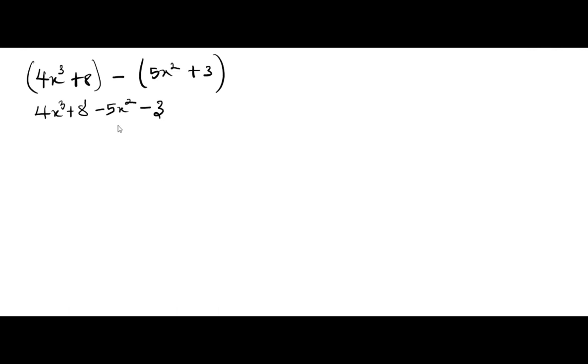So combine the like terms. Since there's only 4x cubed, I'll bring it down. You have 4x cubed, and there's only negative 5x squared, I'll bring it here. You have minus 5x squared, and I'll combine 8 minus 3 will give positive 5, plus 5. We have done a lot in addition and subtraction of binomials and trinomials.